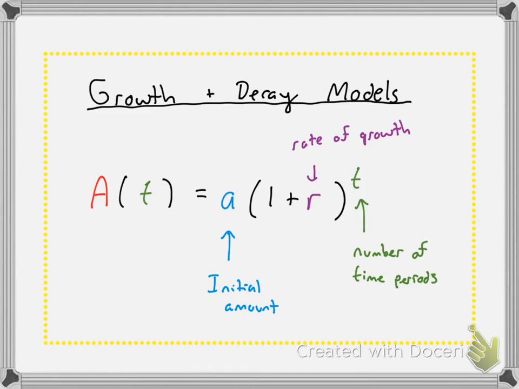So this model right here would represent growth. If we were looking at exponential decay, instead of adding your rate to 1, you're going to do 1 minus r. So that's the only difference between growth and decay with these models.